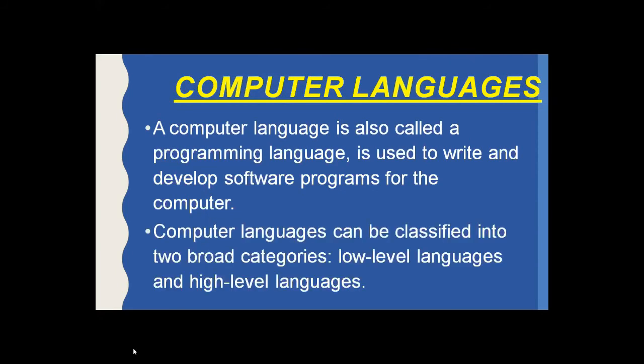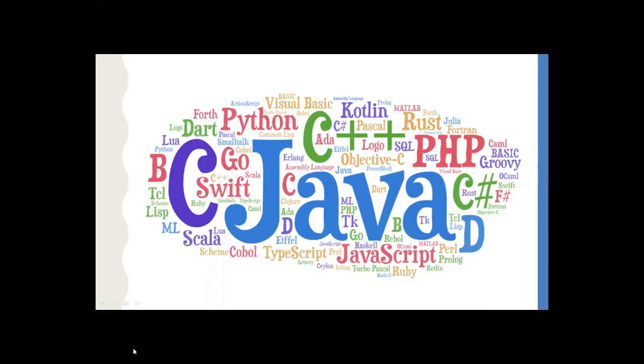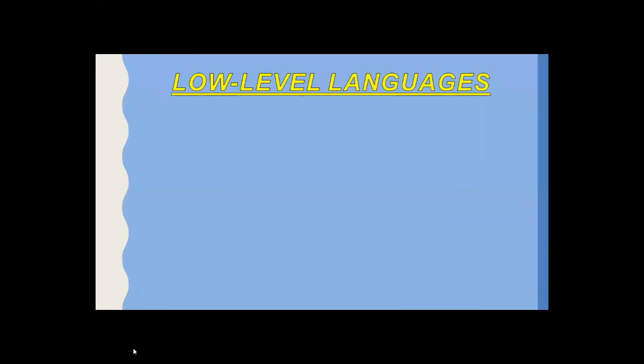Computer language can be classified into two broad categories, which we have already discussed in our flowchart, that is low-level languages and high-level languages. These are all the languages being used nowadays, and the most popular languages are Pascal, Java, C Sharp, PHP, Basic, COBOL, Fortran, C++, JavaScript. These are all popular languages for developing new and different software. Okay, now the first one is low level languages.